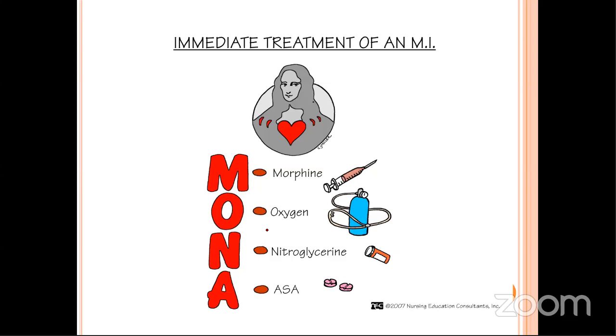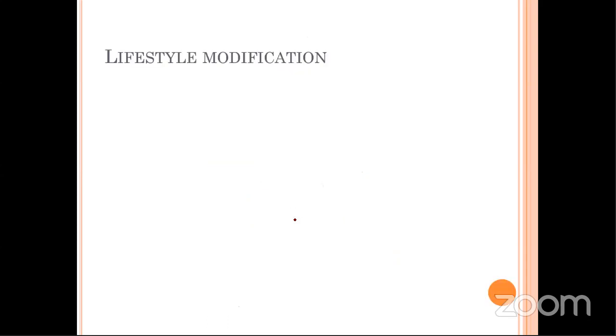Now, for immediate treatment of myocardial infarction, you can remember the mnemonic MONA. M for morphine to alleviate the pain, O for oxygen, N for nitroglycerin, and A for aspirin. So these are the things that are immediately required to handle the patient who has come to the emergency. I'll not go into the detail of treatment because that will be dealt with in your medicine classes.